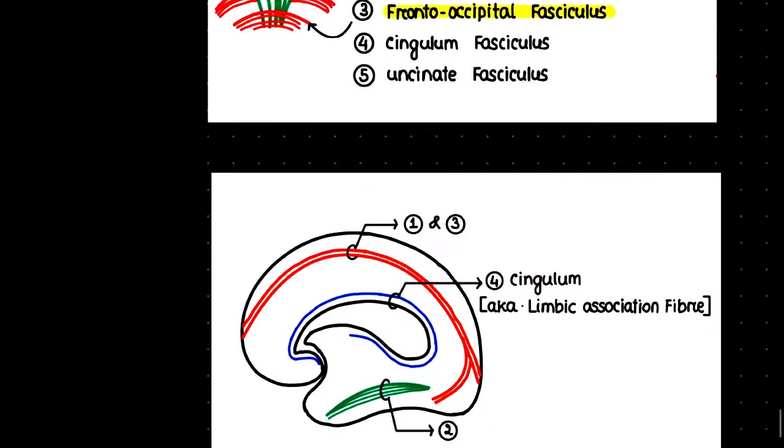Okay, now let's move further. In this diagram we are trying to show these. The one that is running from the frontal to the occipital region is the superior longitudinal fasciculus, the first one, and the third one is the fronto-occipital fasciculus. Another one is found around the cingulate gyrus, around the corpus callosum. This is the cingulum, and it is associated with limbic association fibers also.